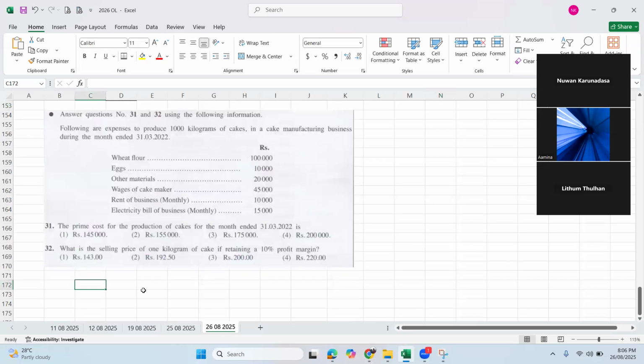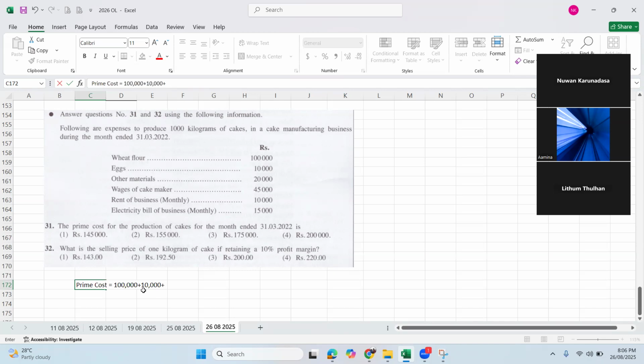How do you calculate the prime cost? Prime cost equals, what are the things we'll take? Following are the expenses to produce 1,000 kilograms of the cake in a cake manufacturing business during the month ended 31st March 2022. So wheat flour is a prime cost, yes. Then you have to add it. Wheat flour cost, egg, yes, eggs is a prime cost, direct material. Other material 20,000. Other material, we don't know whether it's a direct material or indirect material. We'll take it as indirect material.